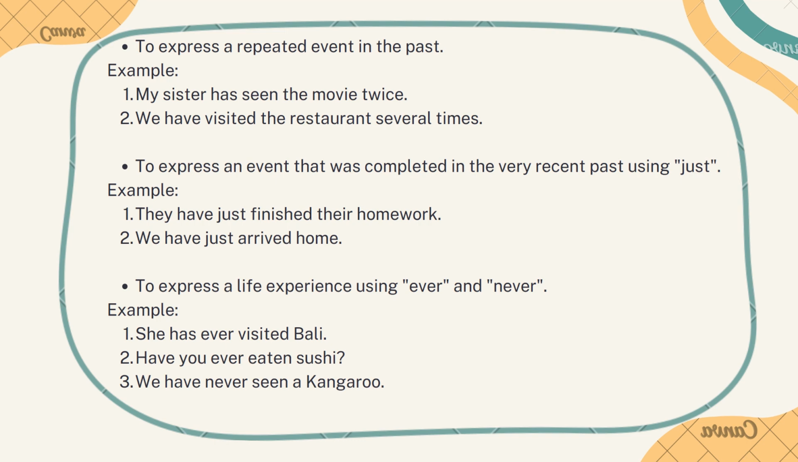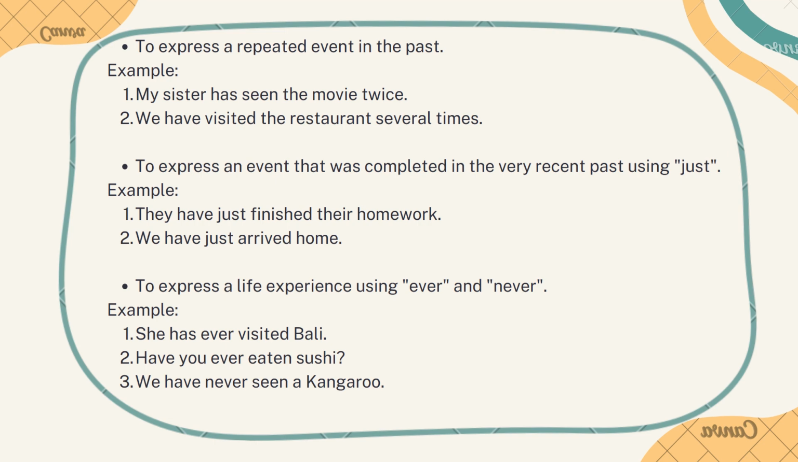It is to express an event that happened in the very recent past, usually using just. For example, they have just finished their homework. The word just indicates that the event happened in the very recent past. And the second example is we have just arrived home. Here in the second example, we can also find the word just in the sentence, which indicates that the event was completed in the very recent past.